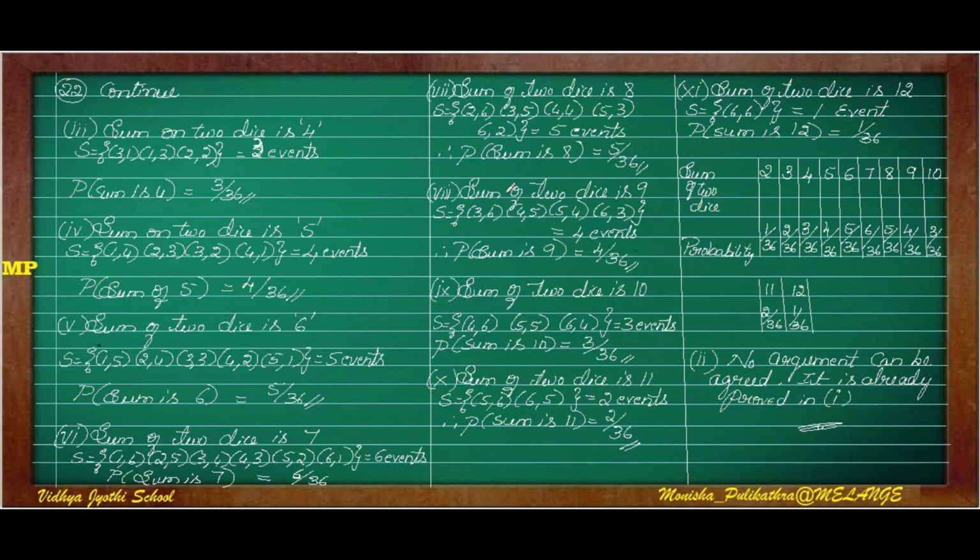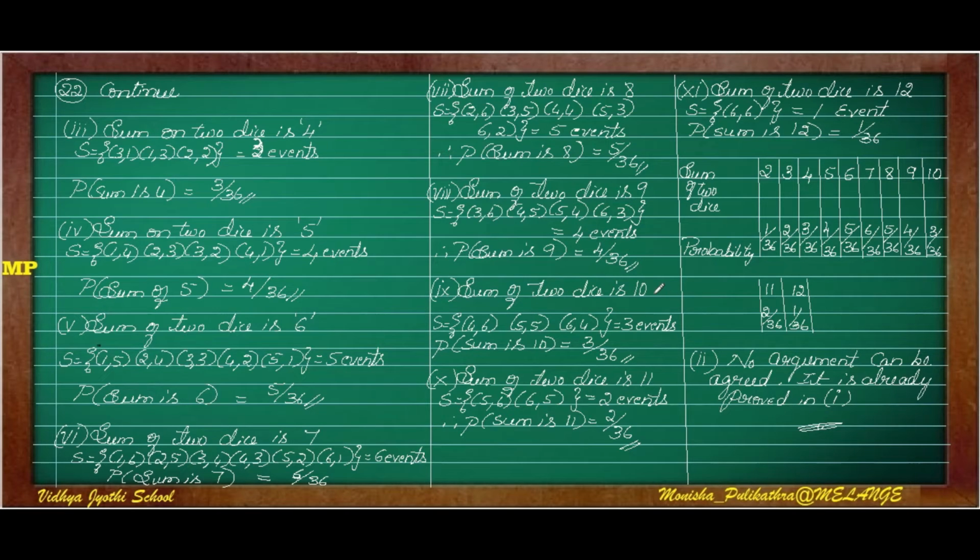In the same way, sum of 2 dice is 9. So the events that give the sum of 9 are 3 6, 4 5, 5 4 and 6 3. Only these 4 events will give a sum of 9. Therefore, total number of events is 4. Probability will be 4 by 36.